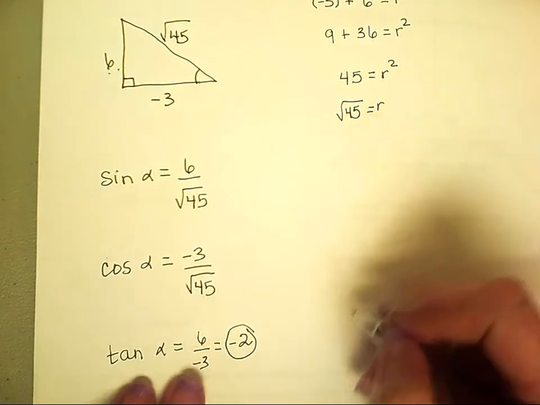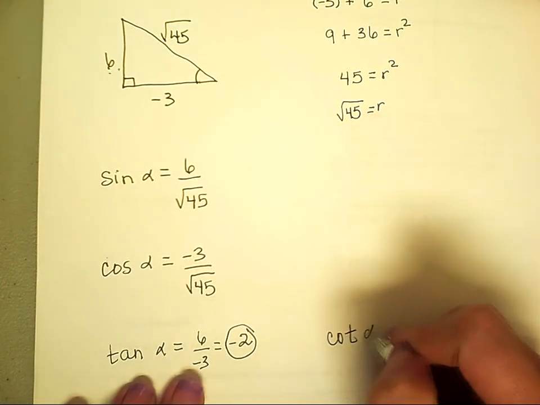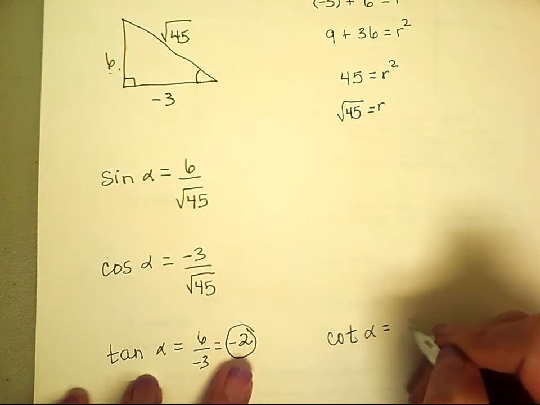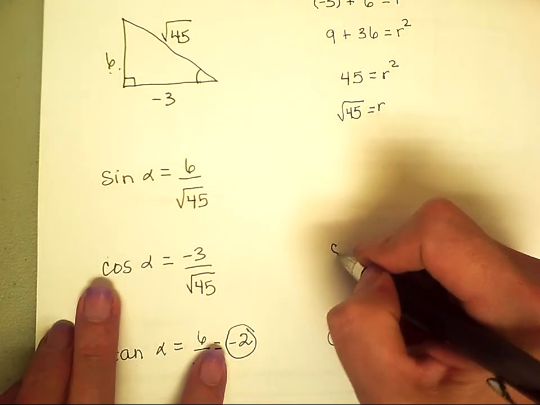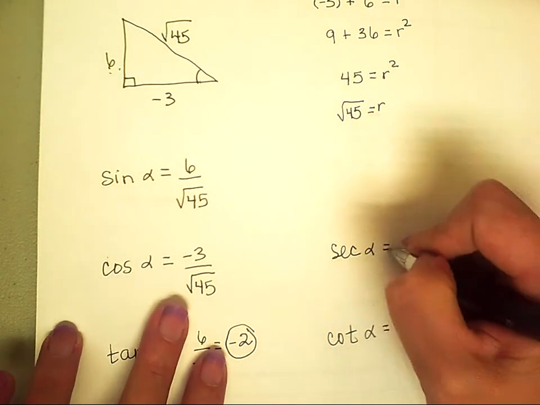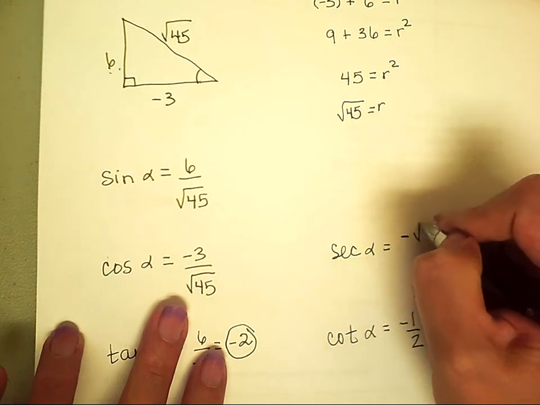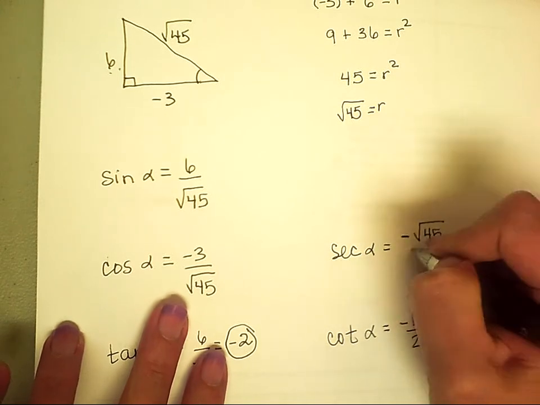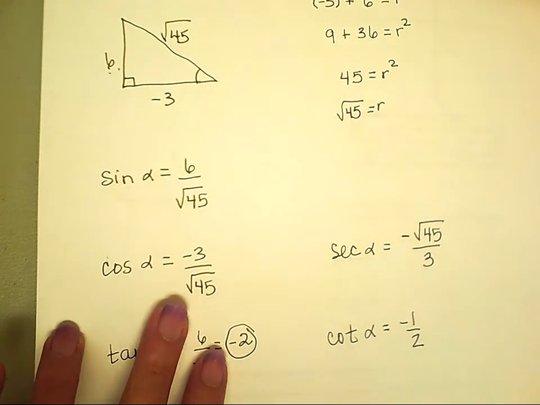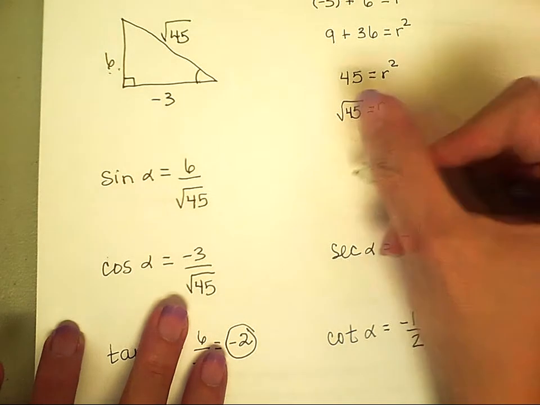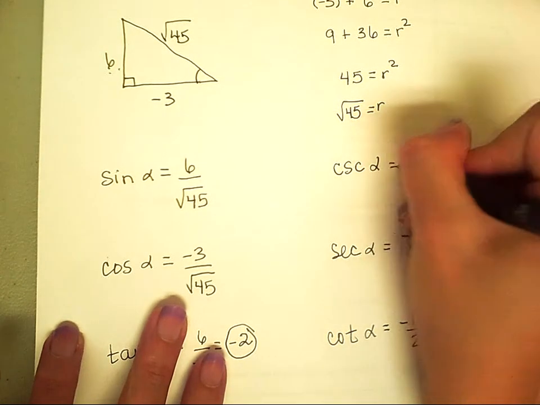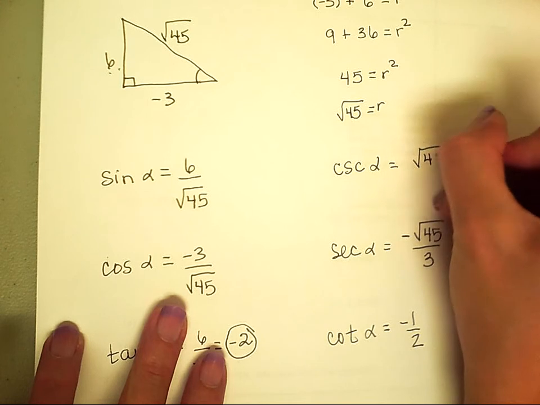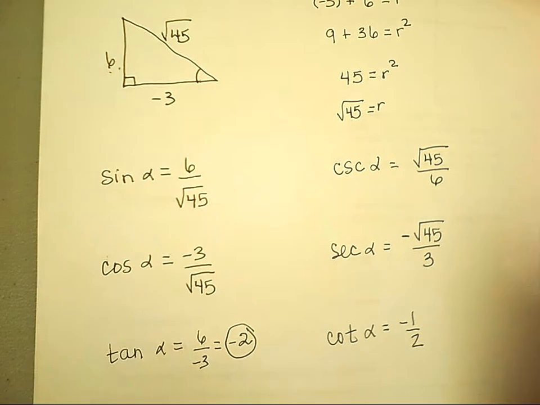And then we can take the reciprocals. So the cotangent is equal to -1/2, the reciprocal. The secant of alpha is, and I'm going to move this negative up top so we don't lose it, negative the square root of 45 over 3. And the cosecant of alpha is the square root of 45 over 6.